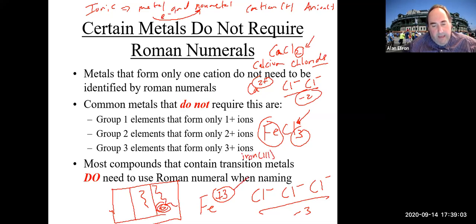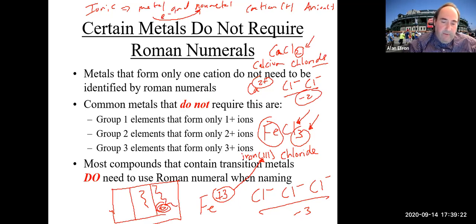Again, the Roman numeral is not how many metals you have, but the actual positive charge on one of the metals. And same idea as above, even though there are 3 of them here, it has no effect on the name. It is just chloride at the end of it. So iron(III) chloride.